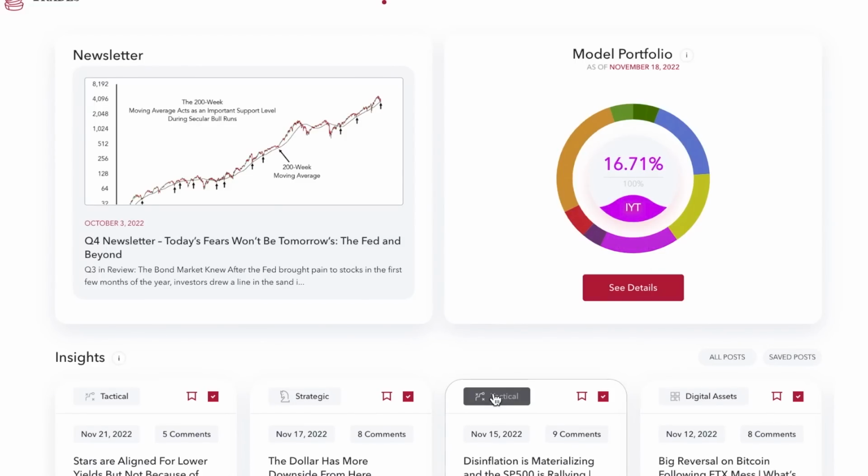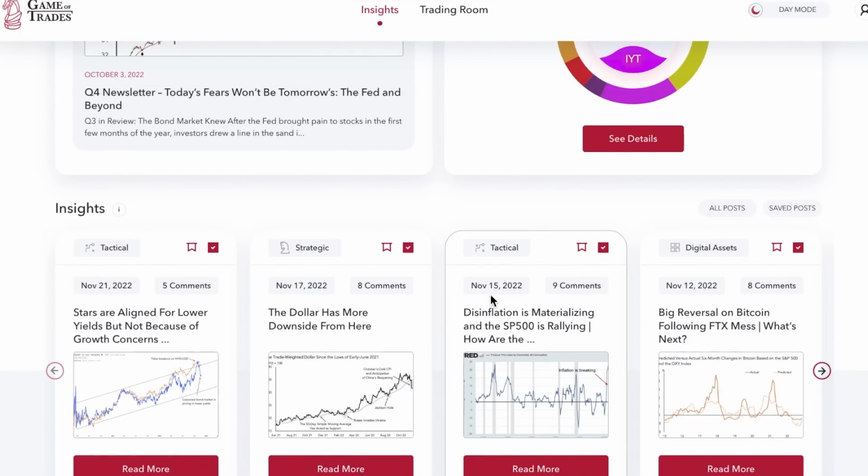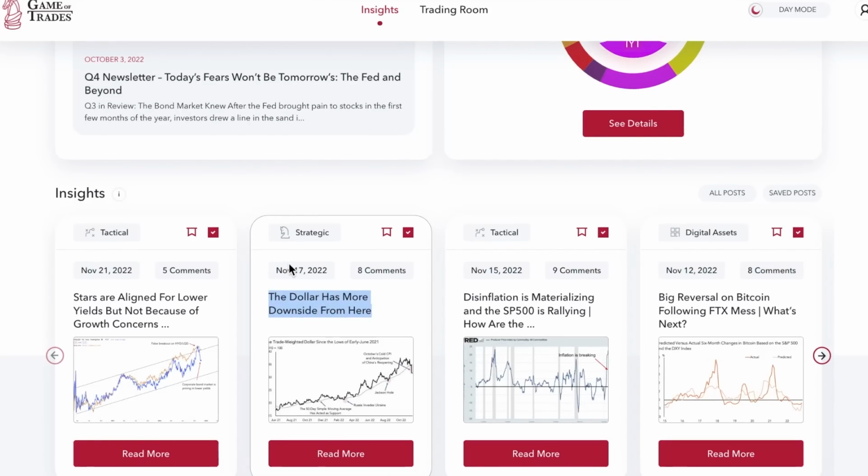Now, before we look at these bear market rallies and how the breadth behaved in these periods, I want to quickly mention a side note here. We recently posted an article going quite a bit in depth into why the dollar has more downside from here.